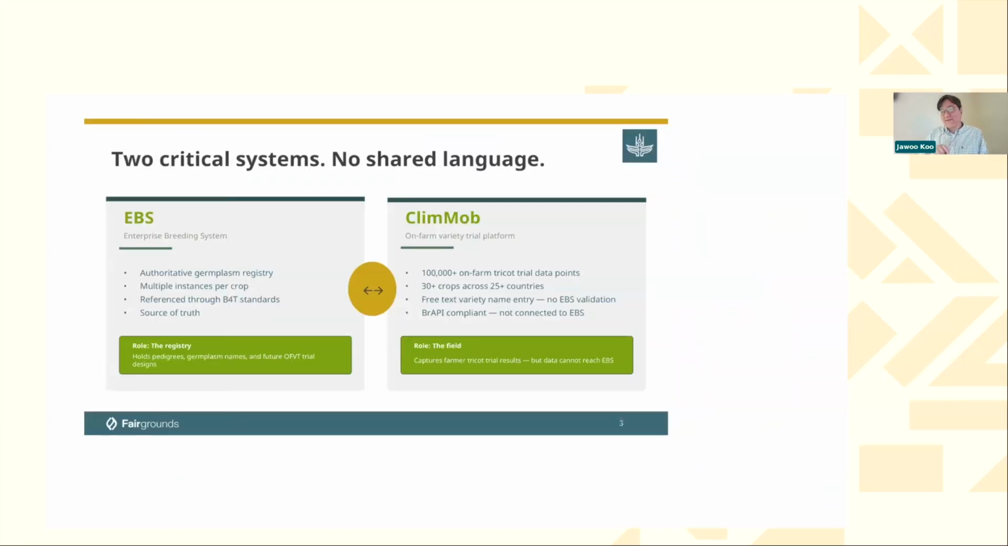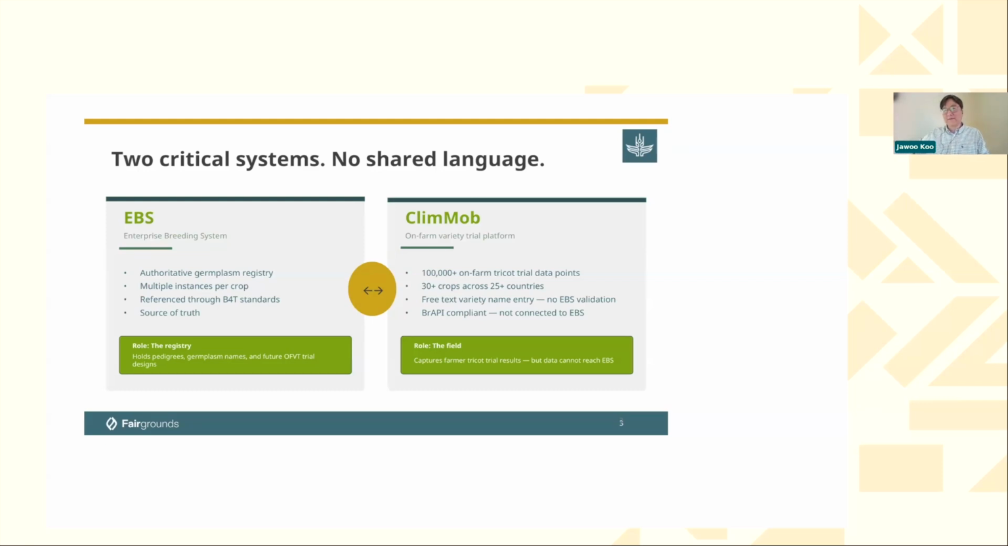Let me add one more thing quickly about interoperability. A lot of datasets and databases are developed in silos. In CGIAR, we have two very important breeding data management systems. One is called EBS, the Enterprise Breeding System. This is for on-station breeding data management. When our breeders go out to the field and collect data, it follows a very structured protocol and the data is managed in a very structured way. After that phase, we have another platform called CleanMap that takes those varieties and collects performance data in farmers' fields.